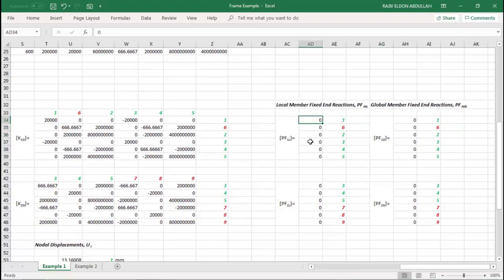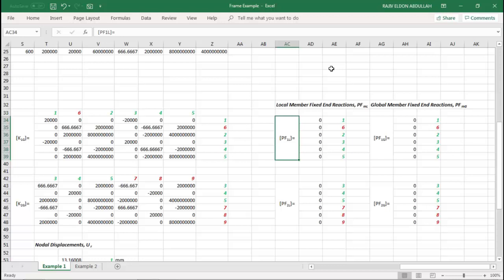Now you also need to create your local member fixed end reactions. Take note that for frame analysis, we do have local and global member fixed end reactions. In the previous example for beams, we only have member fixed end reactions. That's because for beams, at least the ones that we analyzed, all the beams were horizontal. Okay, so there's practically no local, or sorry, the local axes are the same as the global axis.